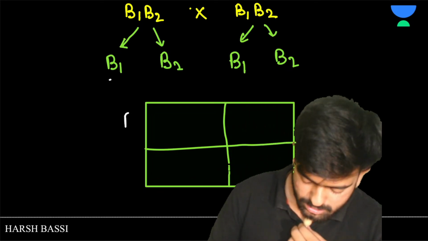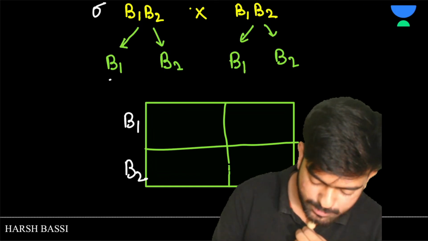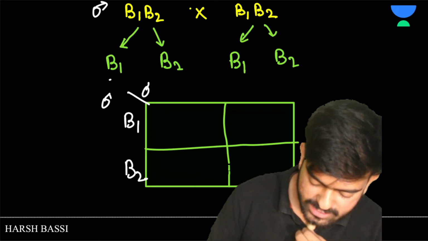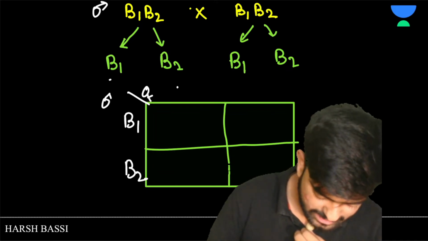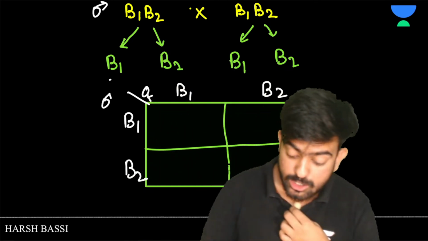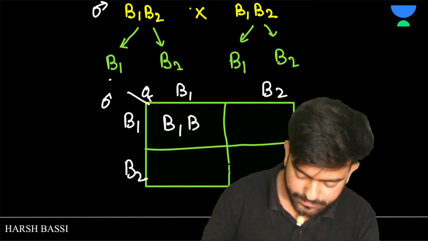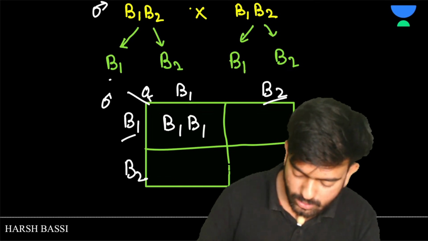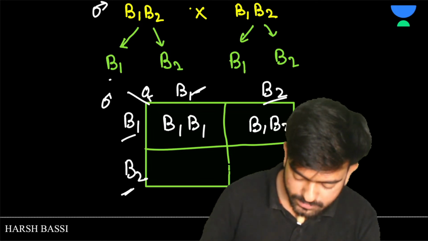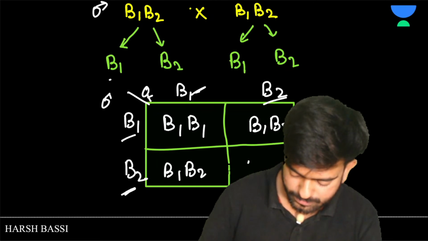B1 and B2. For one parent, let's suppose this is male. So, for male we have arranged, and this is female. Let's suppose we have arranged for female here as B1 and B2. Now, let's make the progeny. So, B1, B1 we got. We got B1, B2. Here also B1, B2. And here we got B2 and B2.